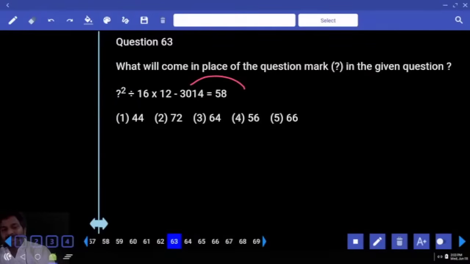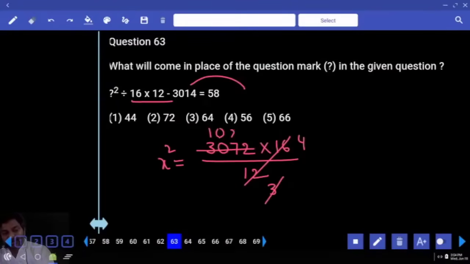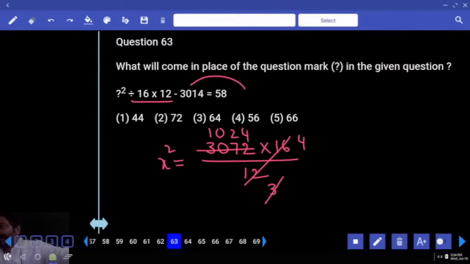Take this negative number to the right hand side. Positive. Write the number 3072. Divide it by 16 into 12 goes to the other side. Into 16 divided by 12, which is equal to x square. 4 times, 3 times, 3, 1, 0, 2, 4. 1024, which square? 32. 4, 2 square. 32 square into 2 square. 64 square. Answer 64.